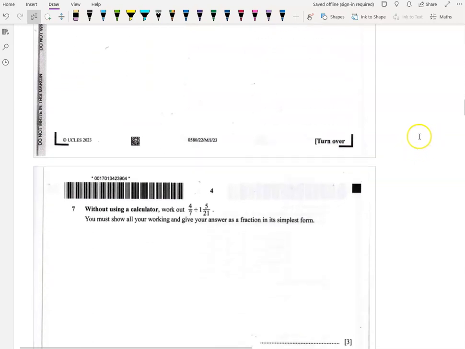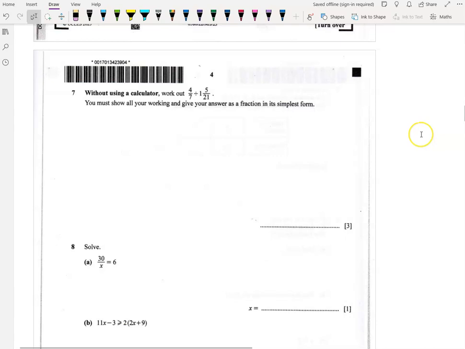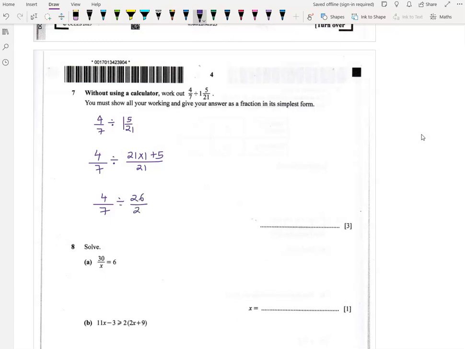Okay, moving to question number 7. Without using a calculator, work out 4 by 7 divided by 1 and 5 by 21. Step number 1 is to convert this mixed number into an improper fraction. To do that, you multiply the denominator to the whole number and add the numerator, and the denominator stays the same. So we have 4 upon 7 divided by 26 upon 21.